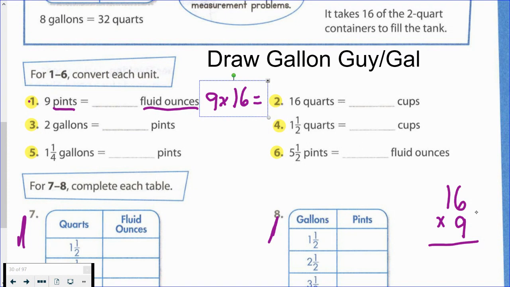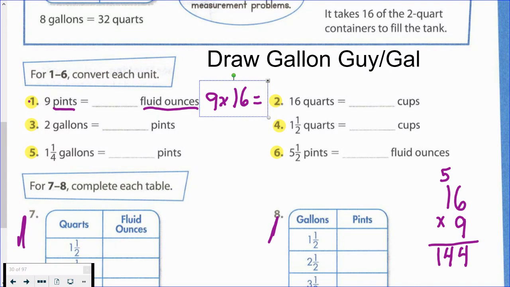I know 9 times 6 is 54. Don't forget your regrouping. 9 times 1 is 9, plus 5. So 9, 10, 11, 12, 13, 14. Wait a second, that was totally wrong at first. So something to be careful of as you're doing this work: don't do what I just did and rush. Really make sure you're taking your time and being accurate in your computation.